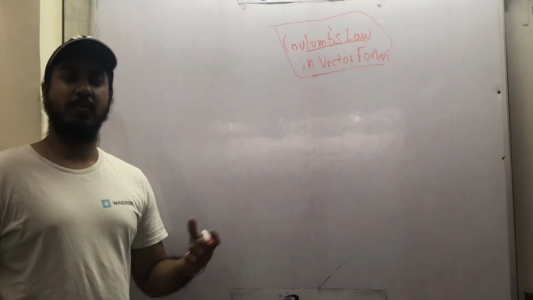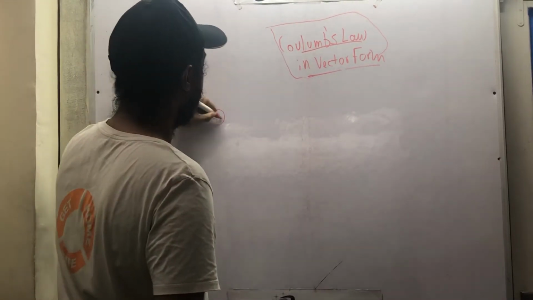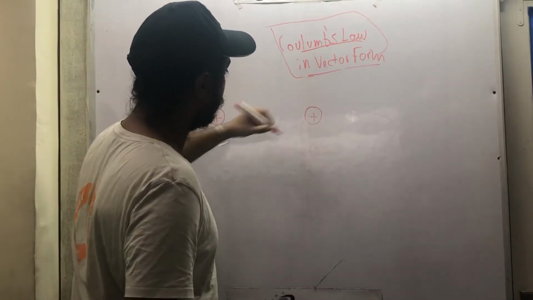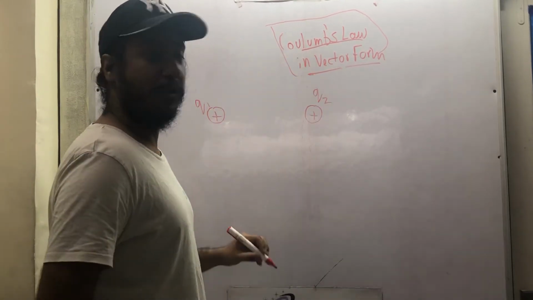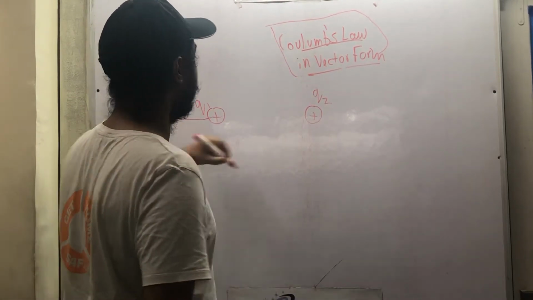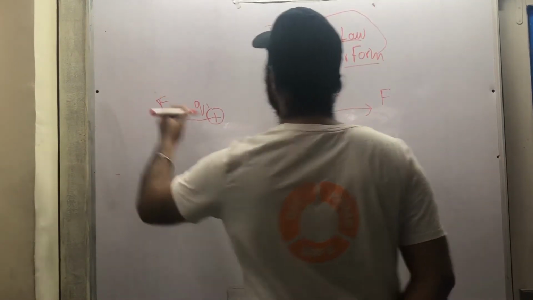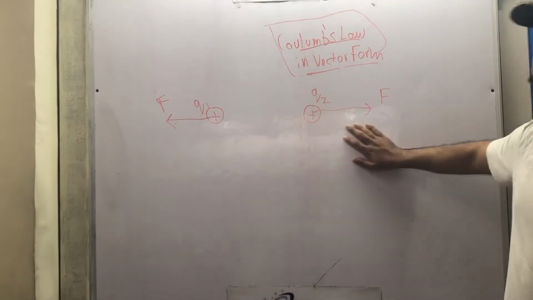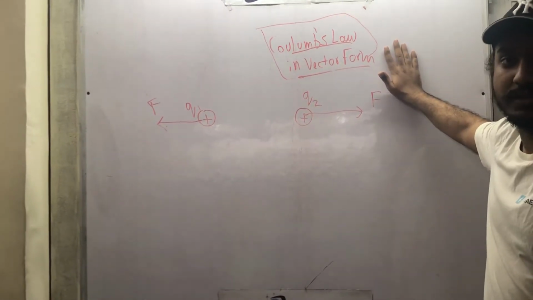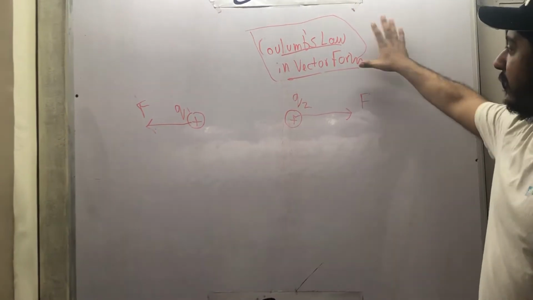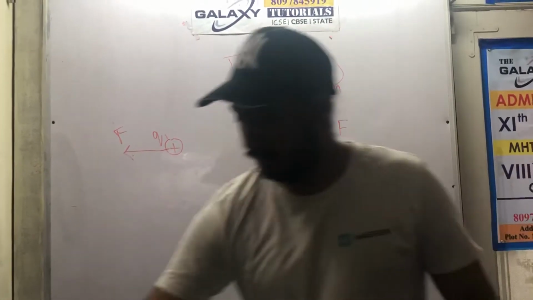I told you in the beginning that if there is a charge q1 and a charge q2, these two will repel each other with equal force. I am going to verify with the Coulomb law why this force is equal. This is why we are trying to find the Coulomb law in vector form. Now we will start.